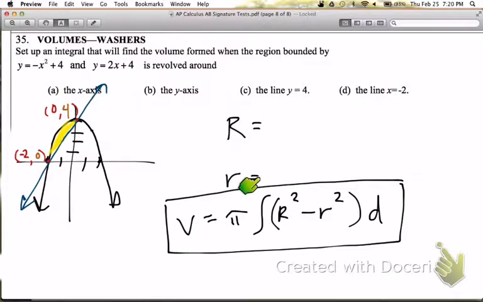I'll have a big R, a little r, and then it'll all be plugged into this formula. The limits will change depending on what I'm revolving it around, and either dy or dx will change, and my capital R and my lowercase r will change, but everything else will stay the same.